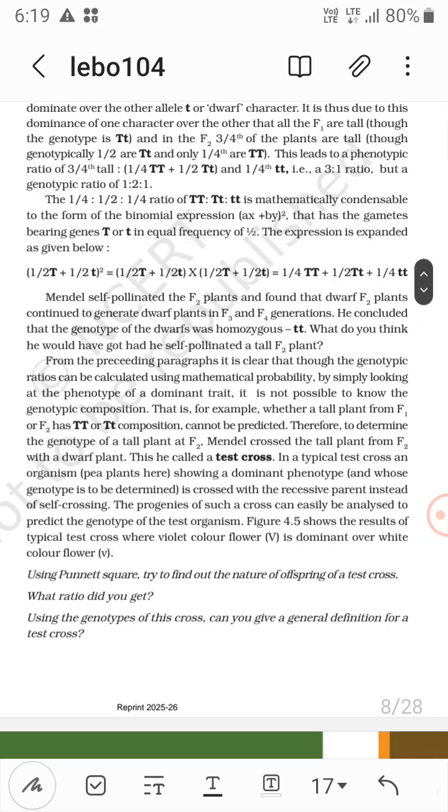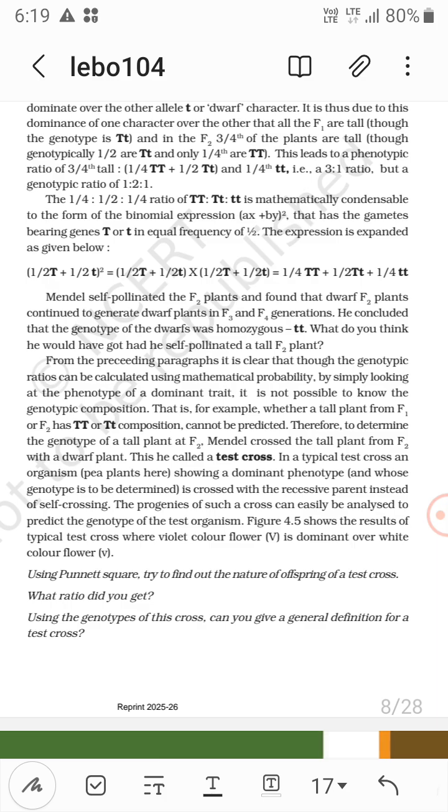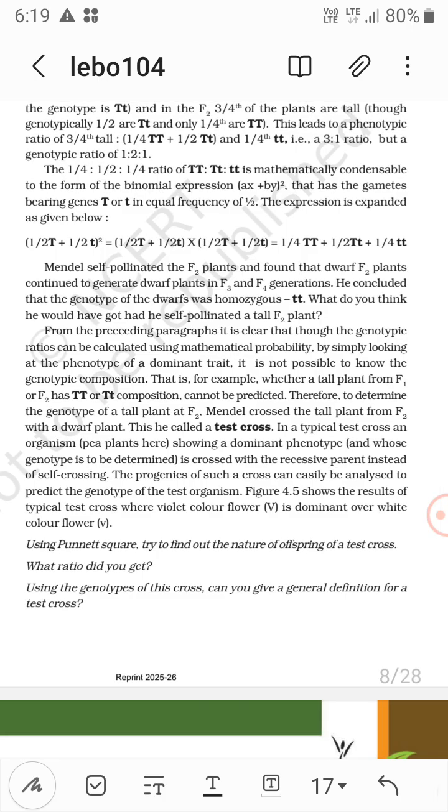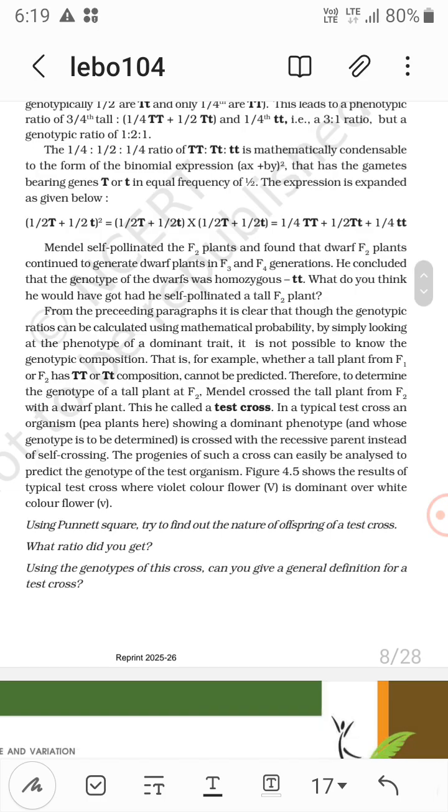Now Mendel self-pollinated the F2 plants and found that dwarf F2 plants continued to generate dwarf plants in F3 and F4 generations. He concluded that the genotype of the dwarfs was homozygous, small t small t. What do you think he would have got had he self-pollinated a tall F2 plant?